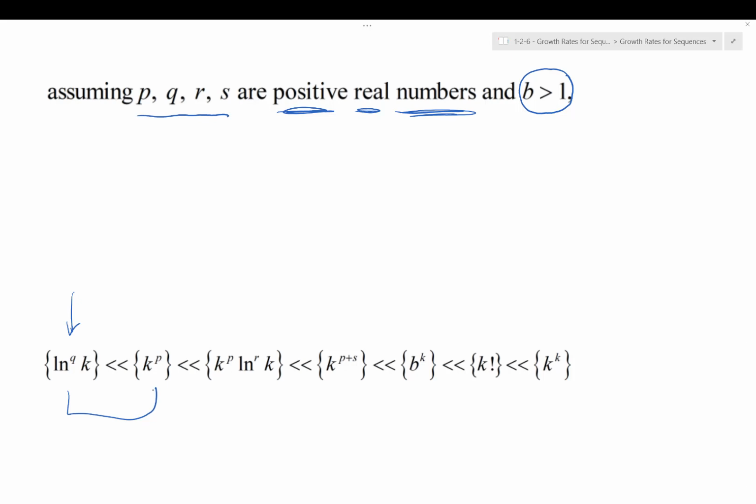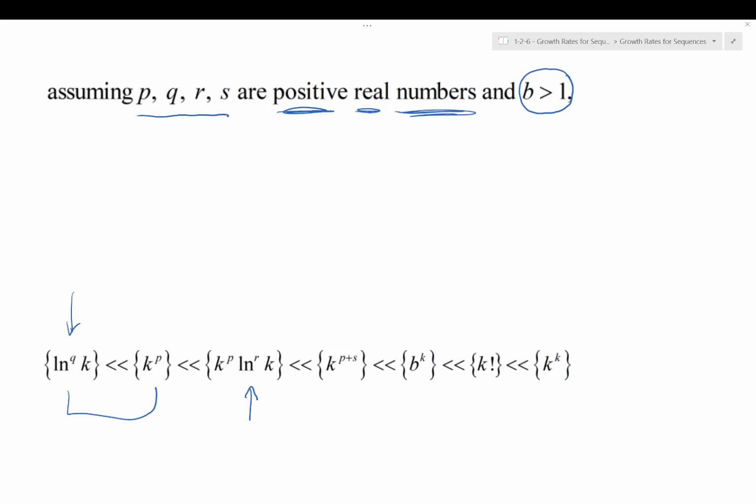Moreover, if I then take that same power function k to the p and I multiply it by any power of a logarithm, say the rth power of the natural log, so r could be bigger than q, could be smaller than q. And what we're saying here is that if I then take that power function and multiply it by a power of a logarithm, that's going to grow faster than just the straight up power function. And in fact, that's going to grow faster than any power of a logarithm. Again, in the long run, as k goes to infinity.